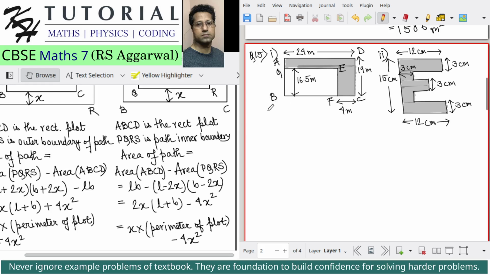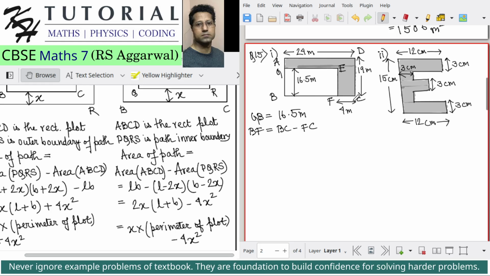So let's see what will be GB. GB is already given to be 16.5 meter, and I need BF. Can I find BF? What is BF? Yes, I can find BF. BF is BC minus FC. Now remember that this kind of problem you can solve by various methods.